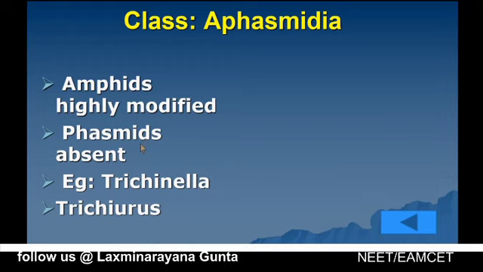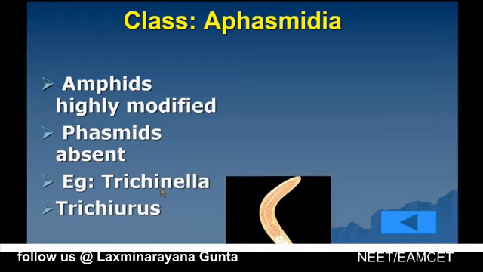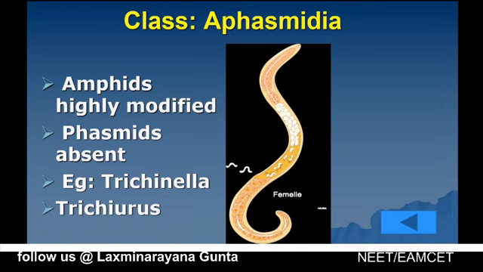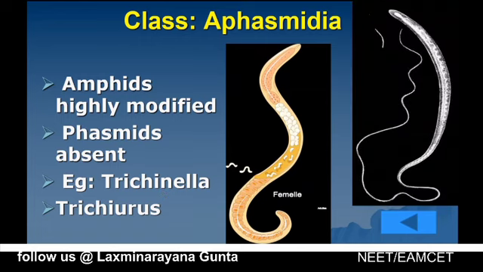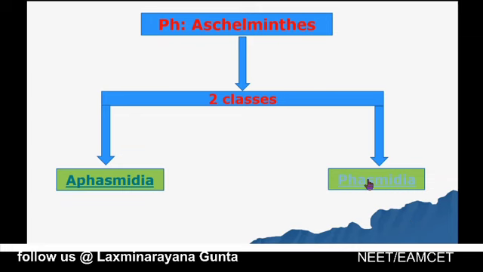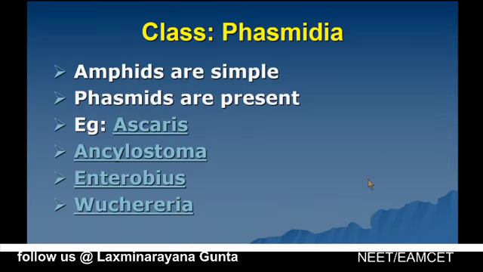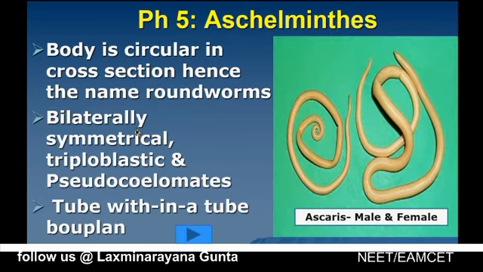Examples for Aphasmidia include Trichinella, the trichina worm, and Trichuris trichiura, the whipworm. These are the examples for Aphasmidia. Coming back to the second class, Phasmidia. As the name itself indicates, it has the presence of phasmids. As the phasmids are present, the amphids are simple, and the examples include Ascaris lumbricoides.